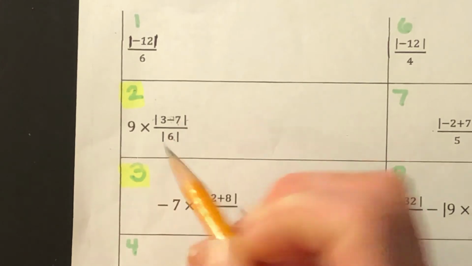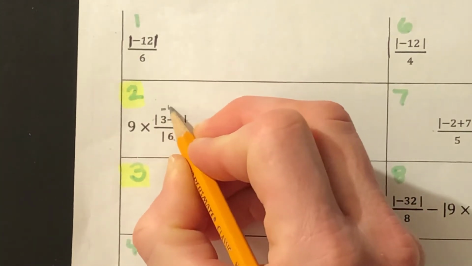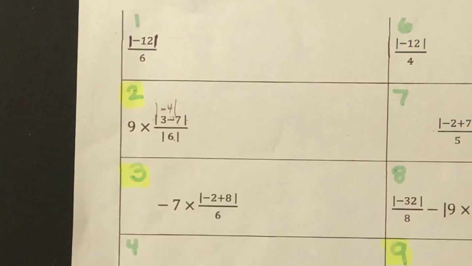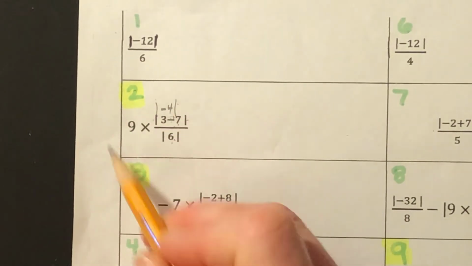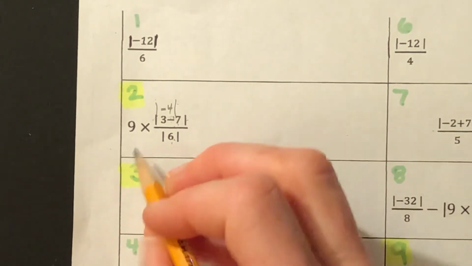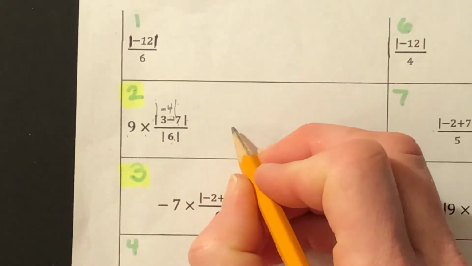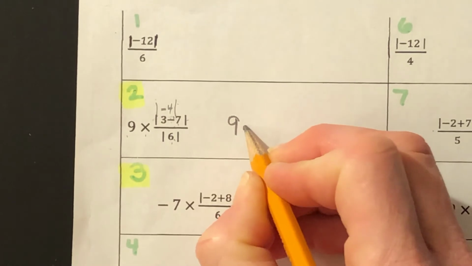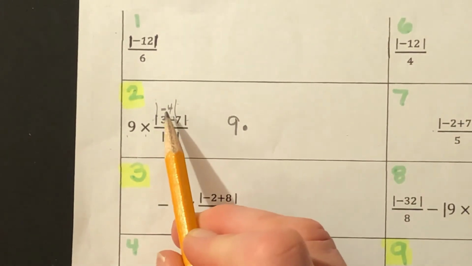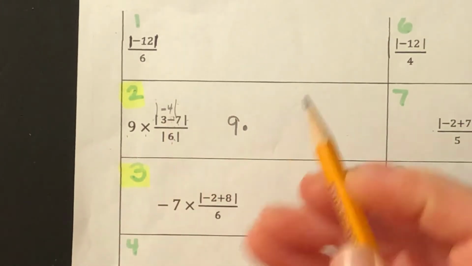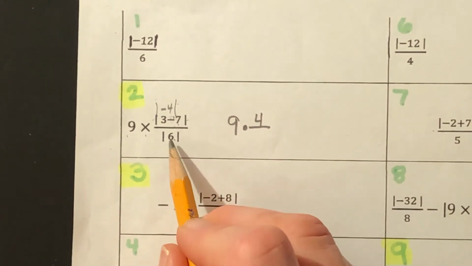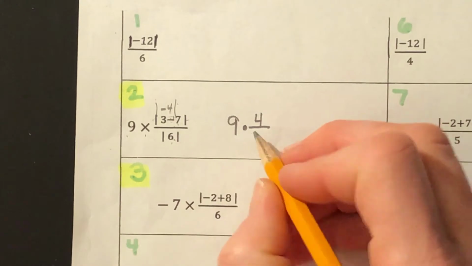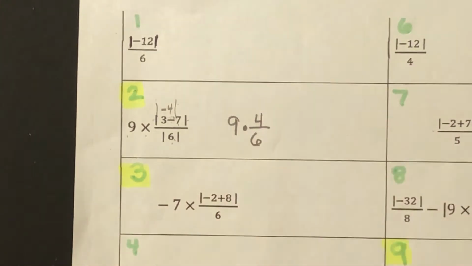3 minus 7 is negative 4. Let me rewrite that and get rid of the absolute value signs. 9 times the absolute value of negative 4 is 4. The absolute value of 6 is 6. So we've got 9 times 4/6.